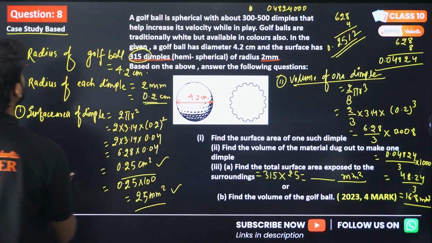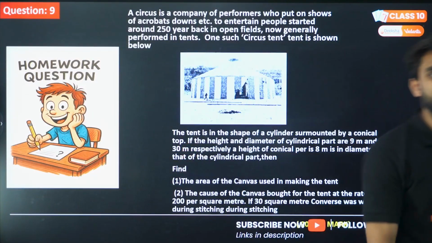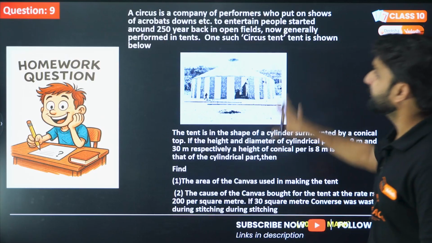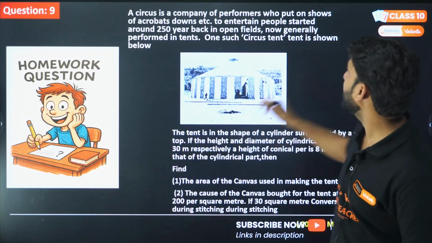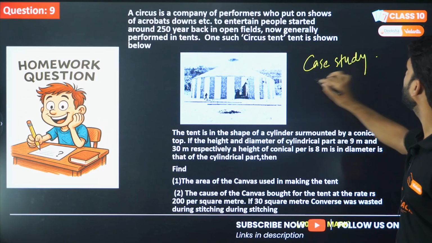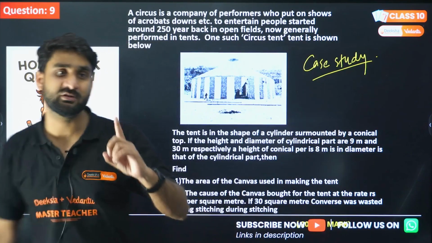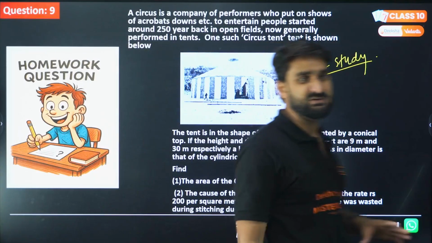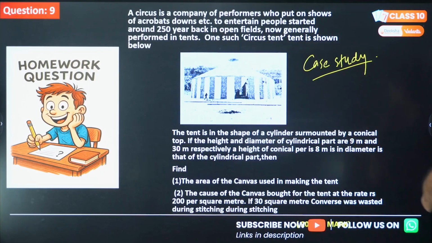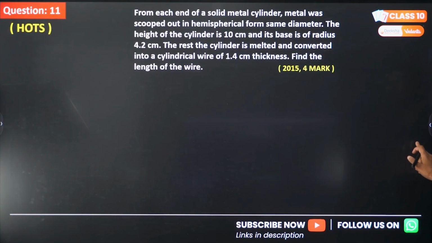So let's move to the next question, number 9. I'm giving you this question for your homework, my dear lovely kids. This is also case study based. I hope you will do this question and give me the answer in the comment section. I'll be waiting for your response. Kindly take a screenshot of this question and please solve it. Now question number 10, I'll come to it later.